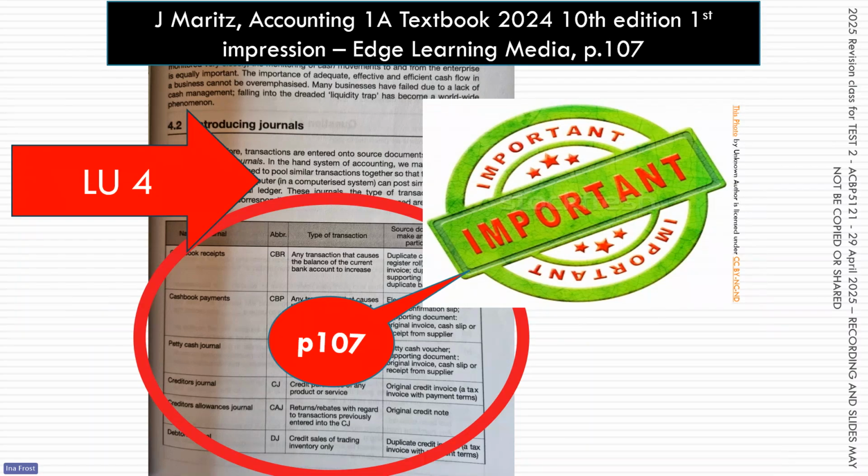So this was the page I was referring to. This is page 107 in your textbook. It's the very first page of learning unit number 4. So if you have your textbook with you, quickly open up page 107. This is a really excellent summary in your textbook.